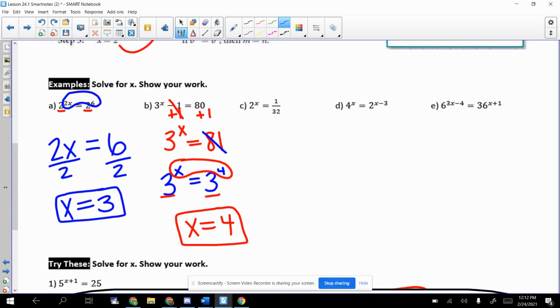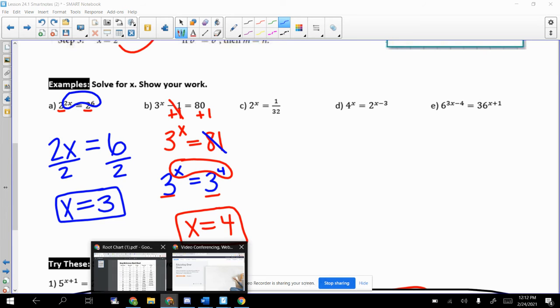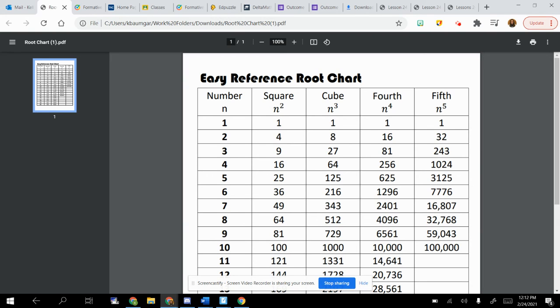Okay. All right, then let's take a look at this next one. You have 2 to the x equals 1 over 32. Again, these do not have the same base, but if we go look at our root chart, can we get it to have the same base of 2? So you have 4, 8, 16, 32. So 2 to the 5th does equal 32.